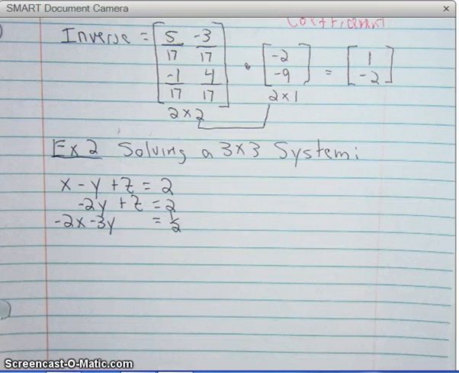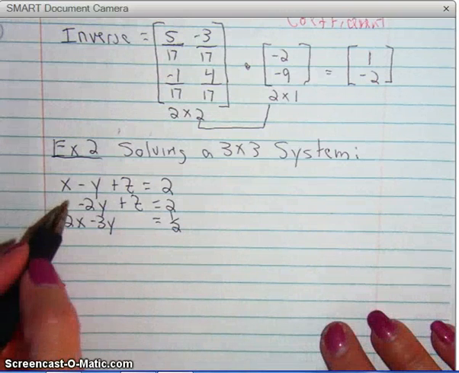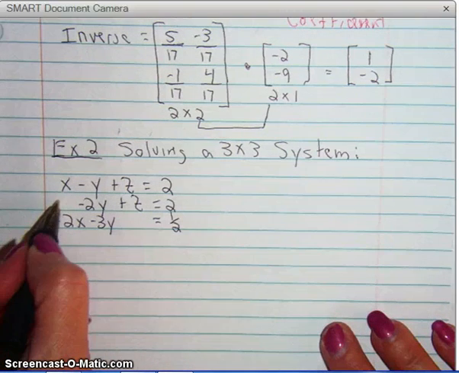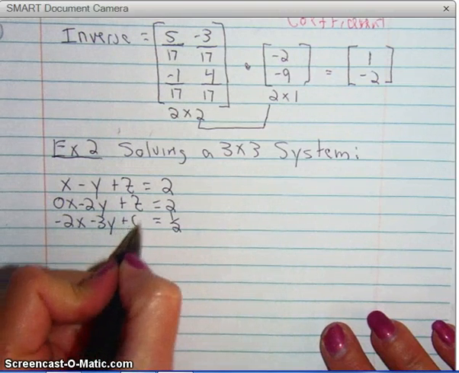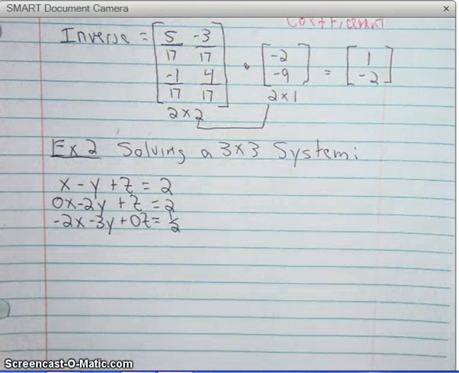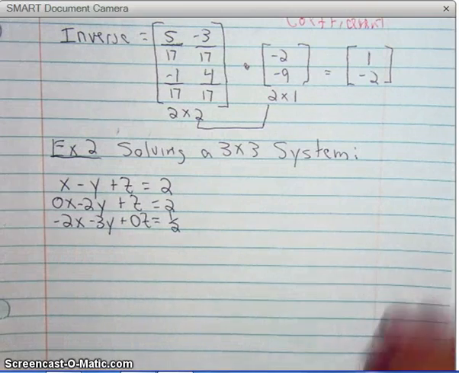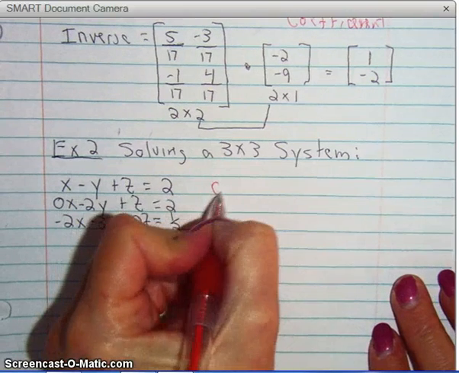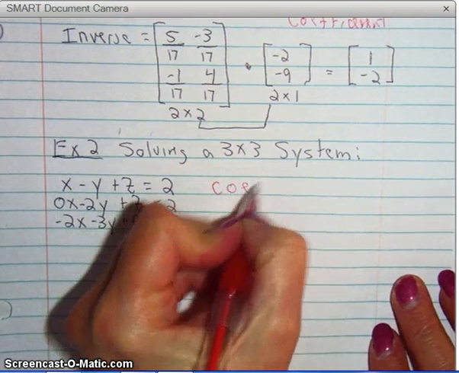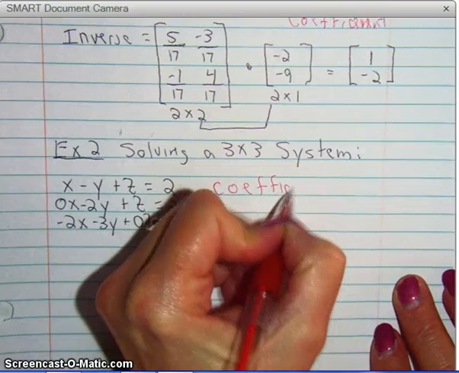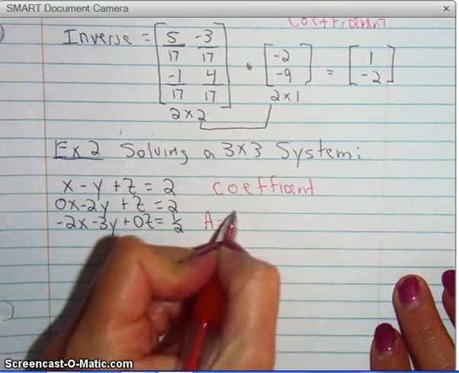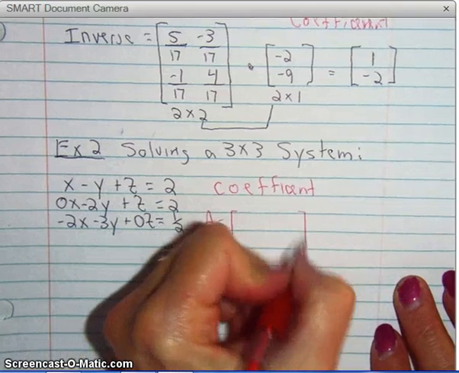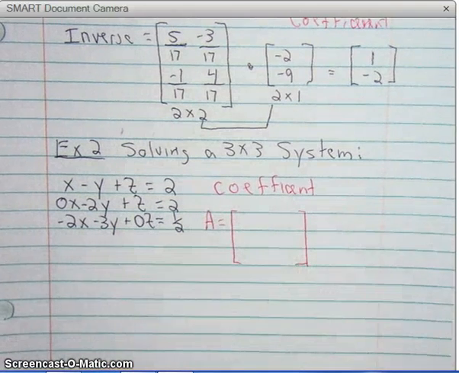Yes. Okay. If it's going to help you guys, for the holes that are missing here, you can put 0x and you can put 0z if it's going to help you. Okay? All right. All I need you to do is give me the coefficient matrix. And let's call it matrix A.